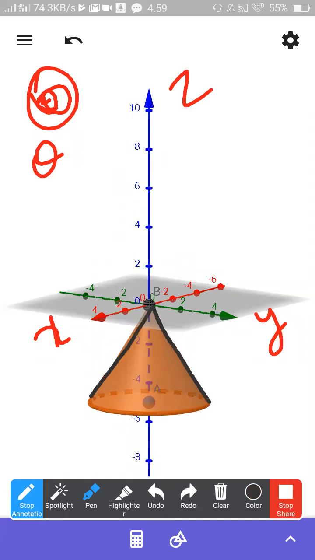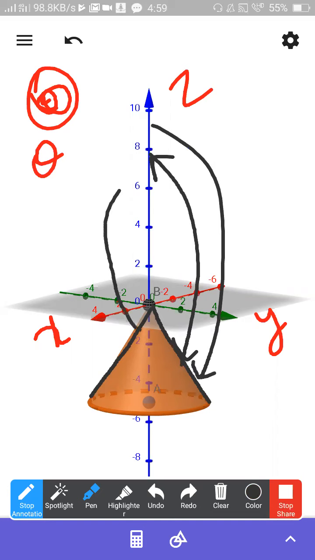Okay, what is the angle? 120 degree. Even if you take here, what is the angle? That is 120 degree. You can take any point here. You measure the angle with the z axis, positive z axis. That is 120 degree.